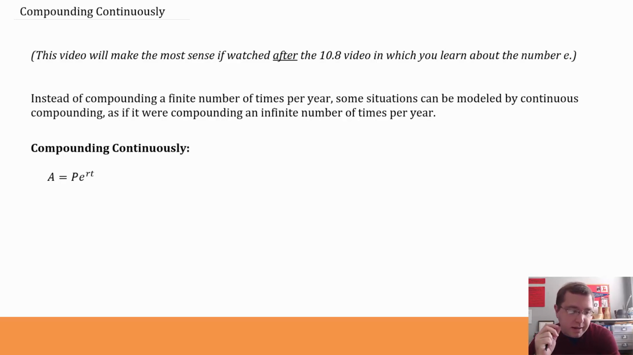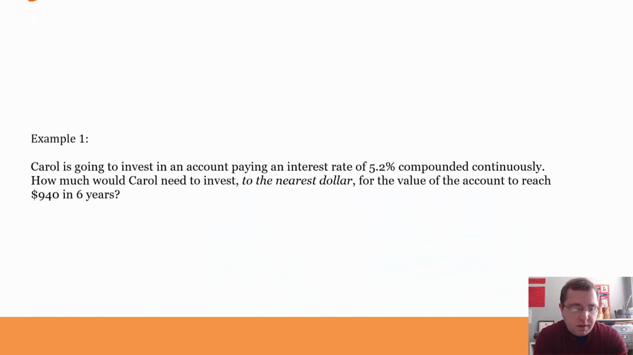There's another concept analogous to that called compounding continuously, which means it's not a finite number of times per year, it's essentially an infinite number of times per year. And that formula is A equals P times e to the rt power, where e is that irrational number that's approximately 2.718281828459045.